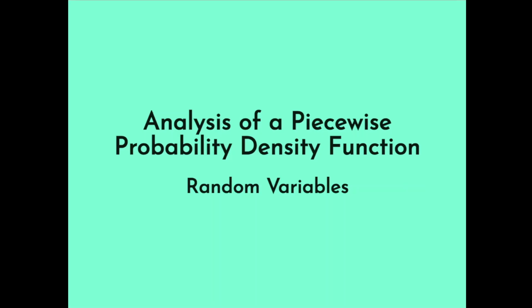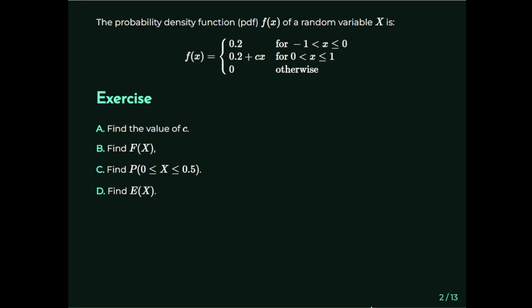Okay, in this presentation we are going to look at the analysis of a piecewise probability density function. This is part of the random variables series of videos. So this is our problem. The probability density function, PDF, which is denoted f of x of a random variable x, is given as follows. So it is a casewise or a piecewise probability density function.